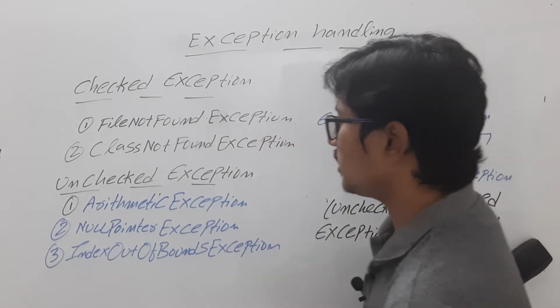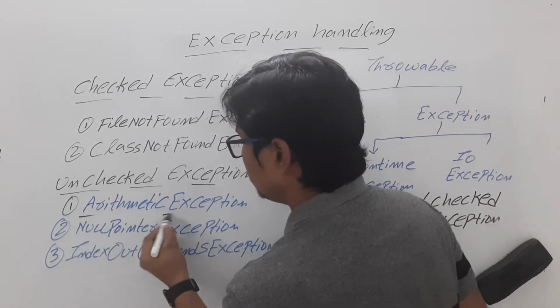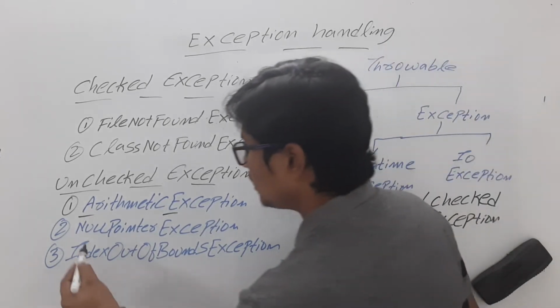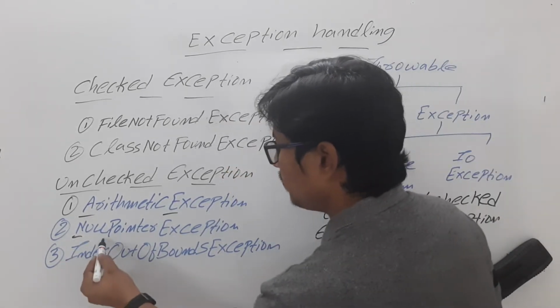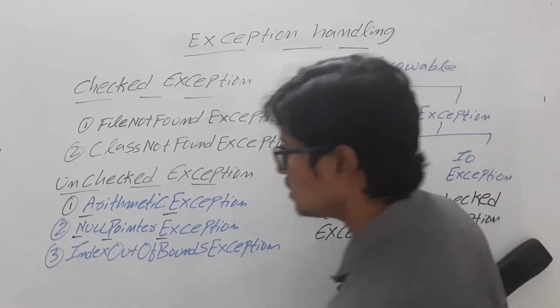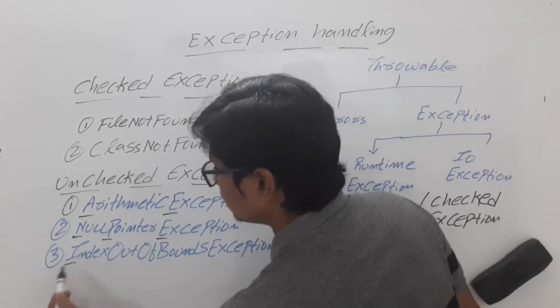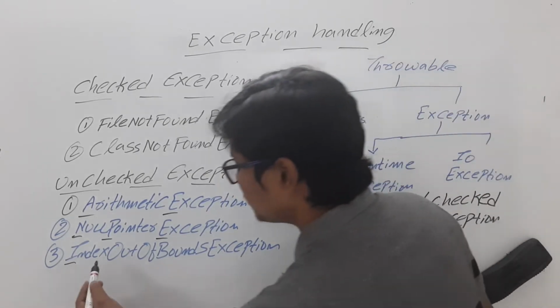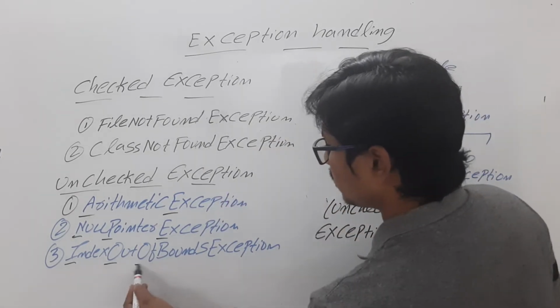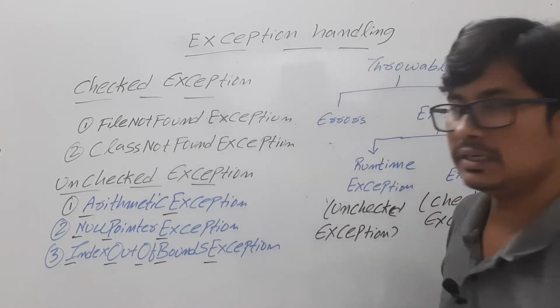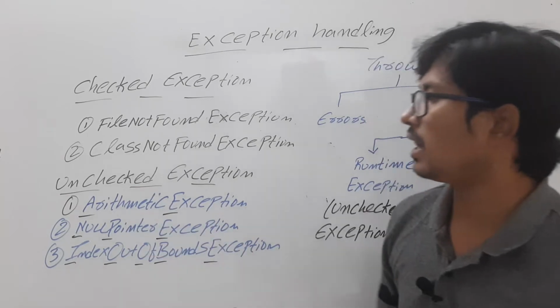In ArithmeticException, A and E should be in capital letters. In NullPointerException, N, P, E are capital letters. In IndexOutOfBoundsException, I should be capital, O should be capital, here O should be capital, B, E should be capital. So this is about the unchecked exception.